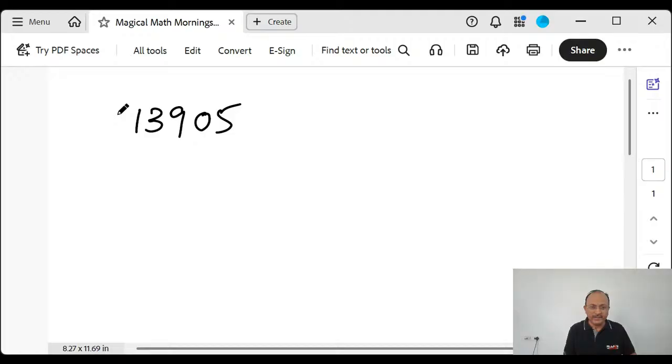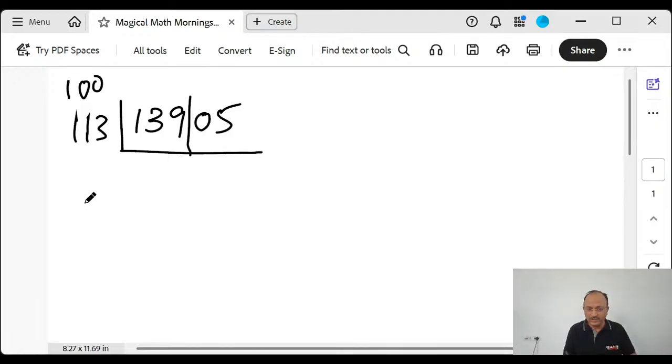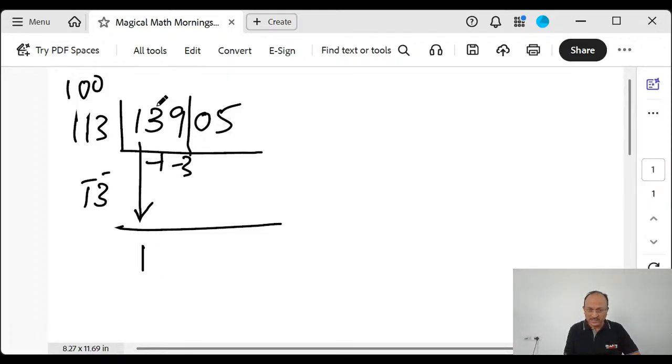13905. Let us divide this one by 113. So the closest base is 100. So 2 zeros, therefore 2 lines. And this is more than this. So what we'll write? 1 bar, 3 bar. Clear? Till here, everyone knows. Now first step, taking down also everyone knows. That is 1. Minus 13 into 1 is minus 1, minus 3. 3 minus 1, 2. This also you are familiar with. Minus 13 into 2.